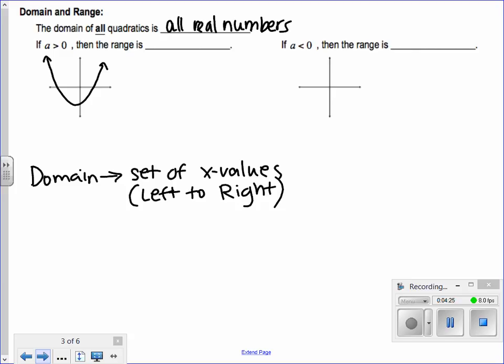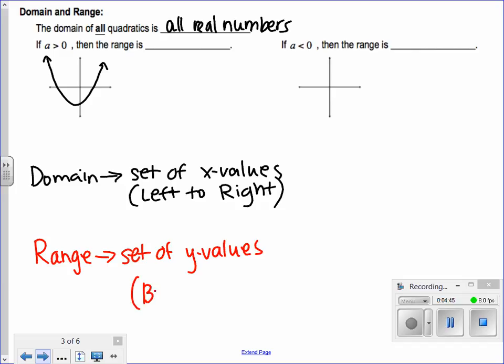Now, for example, it says here, if a is greater than 0, that means the parabola opens up like I drew, then the range is something. Well, remember, the range is the set of y values that the function has. And when you look at this set, we start from bottom to top. So when I look at the range here, my graph definitely has a bottom. It has a very lowest point. All the y values are going to be greater than or equal to the minimum value of the function. Every other part of my graph is higher than the minimum.